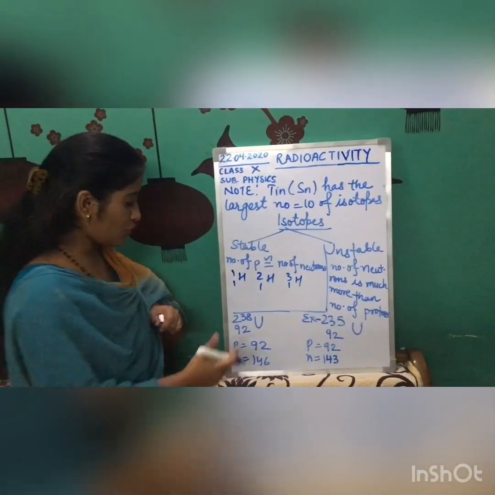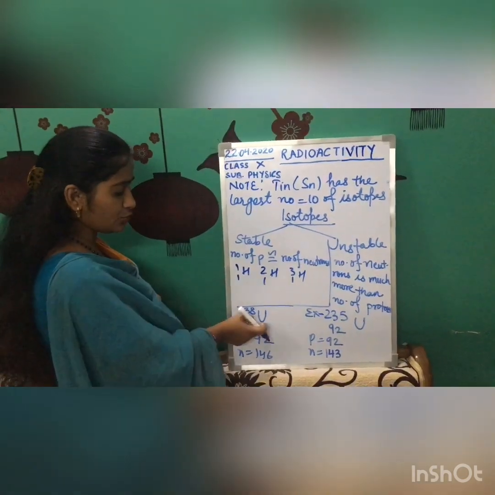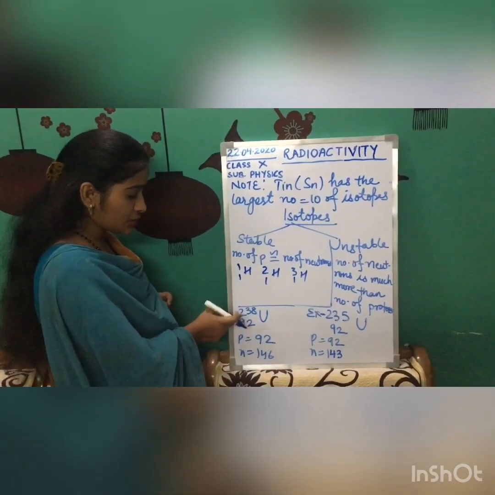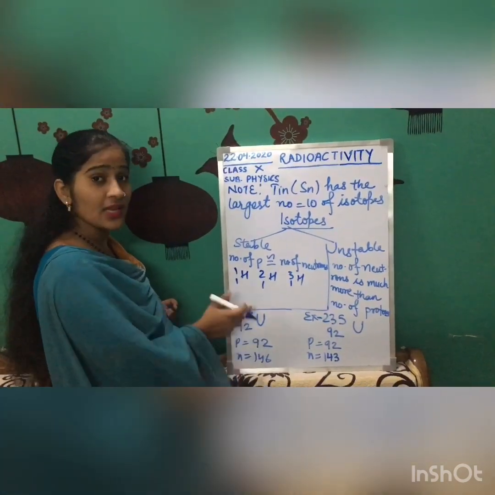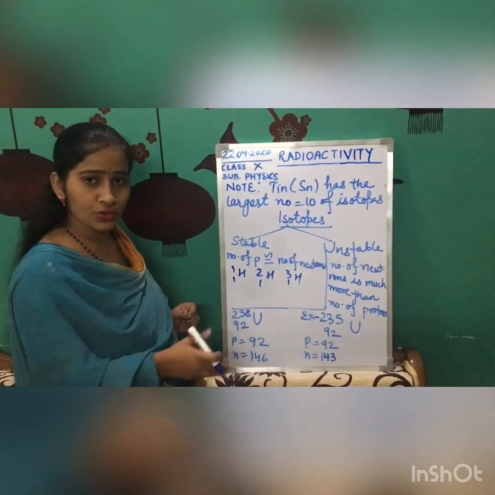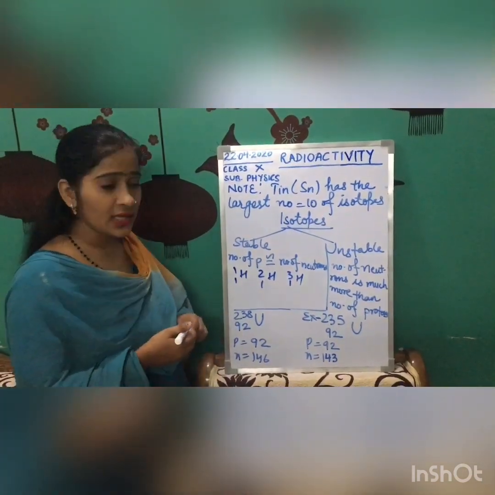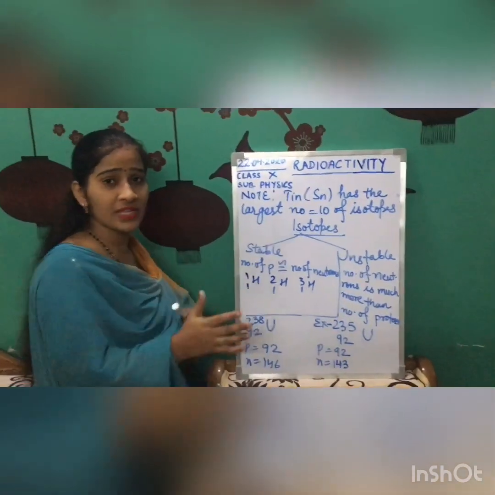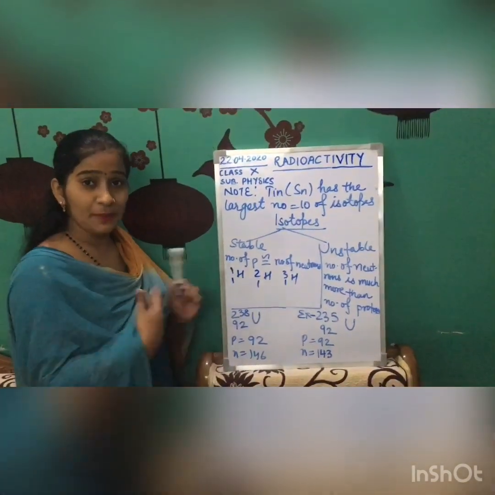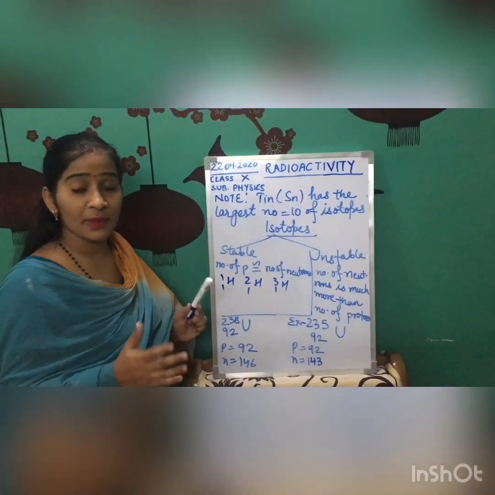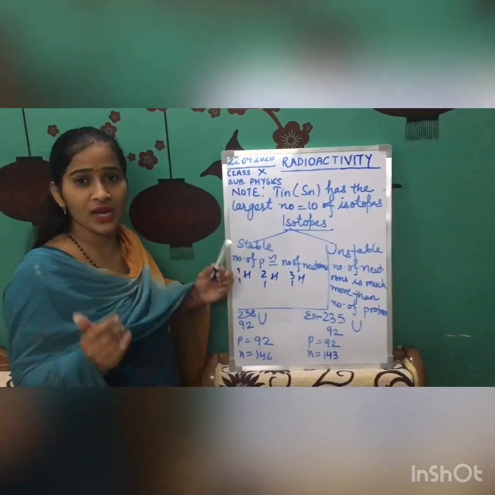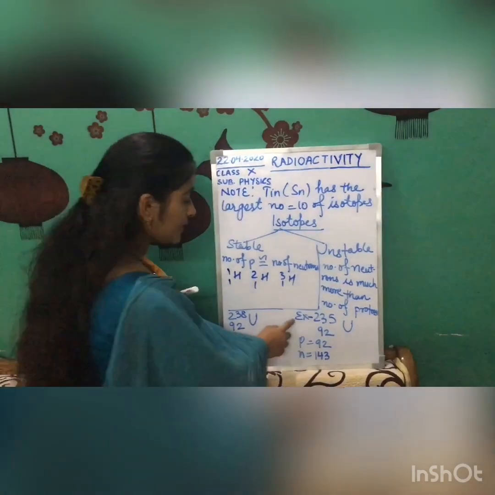For example, in this 92U238, the number of protons is 92 and the number of neutrons is 238 minus 92, which is 146. Now you can see there is a large difference between the number of protons and neutrons. Whenever there is a large difference between protons and neutrons inside the nucleus, it becomes unstable and radioactive. It is ready to emit radioactive rays.